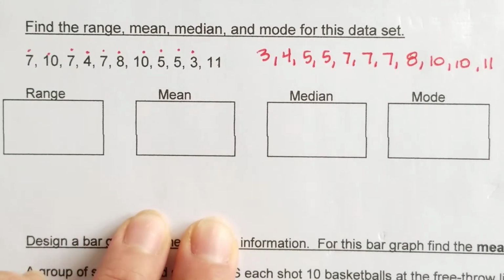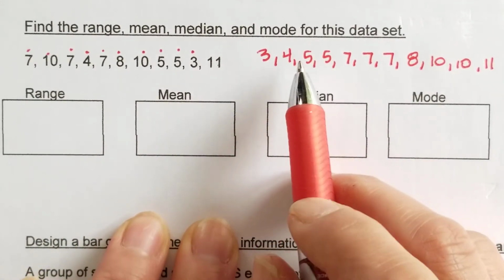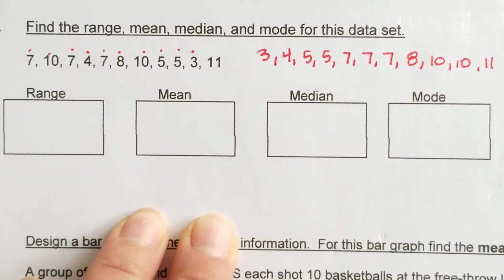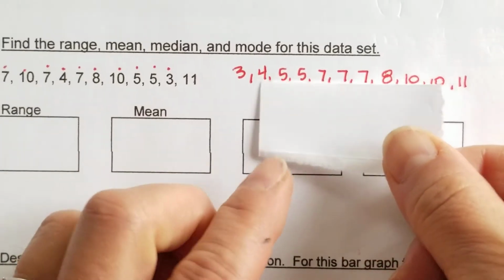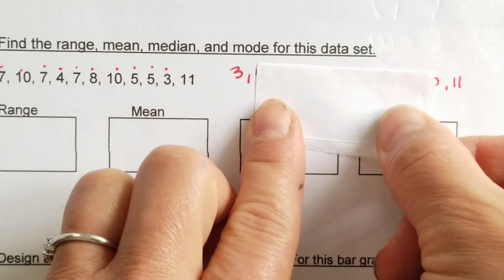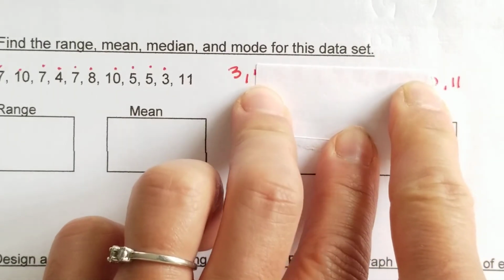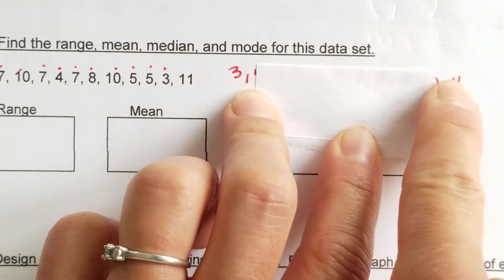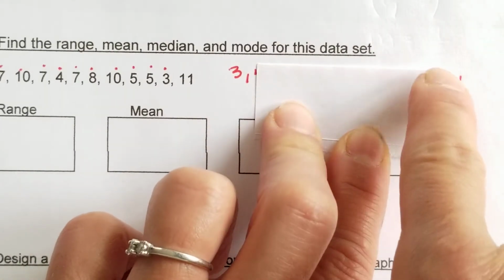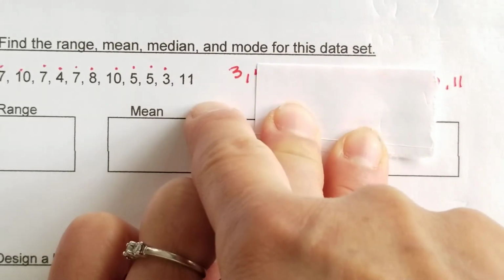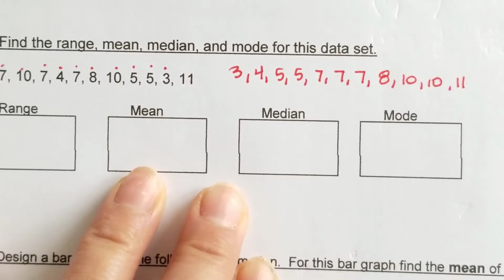So let's figure out what our range is. The range is going to be the difference between the smallest number and the largest number. Forget about all the numbers in between, and you're just getting the difference between the two. So 11 minus 3 is 8. So that is going to be the range.